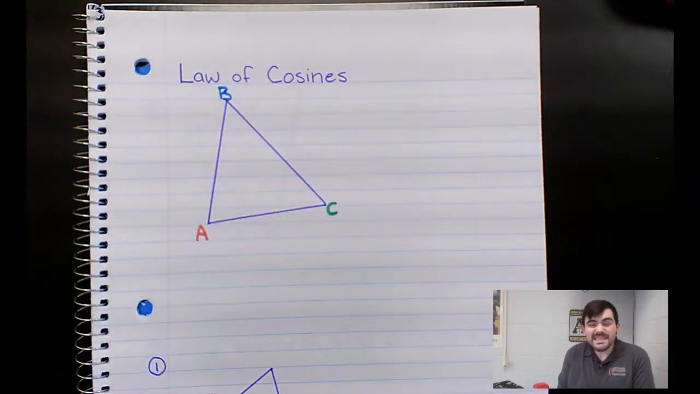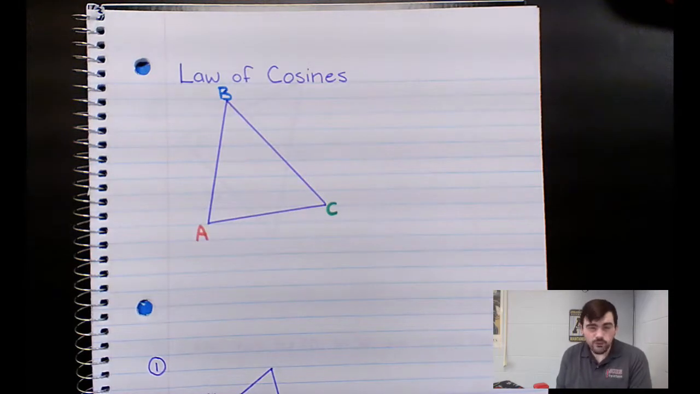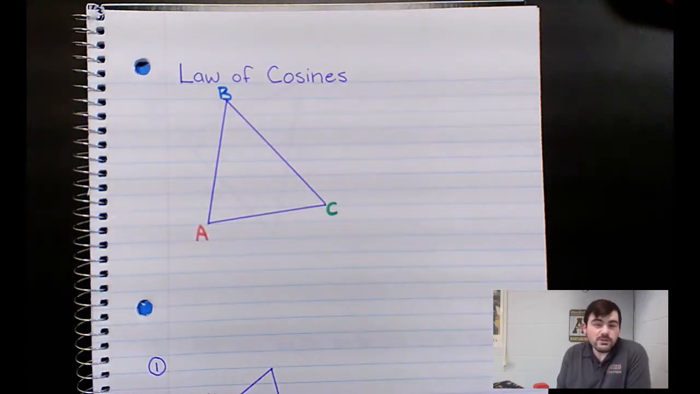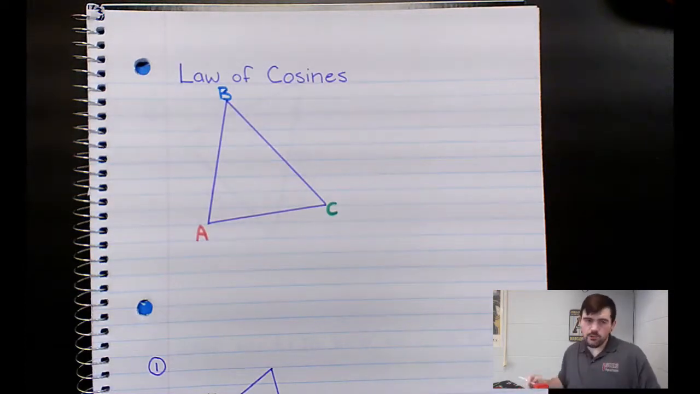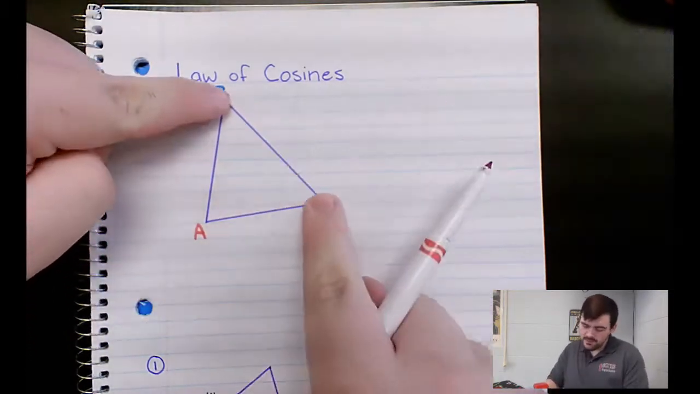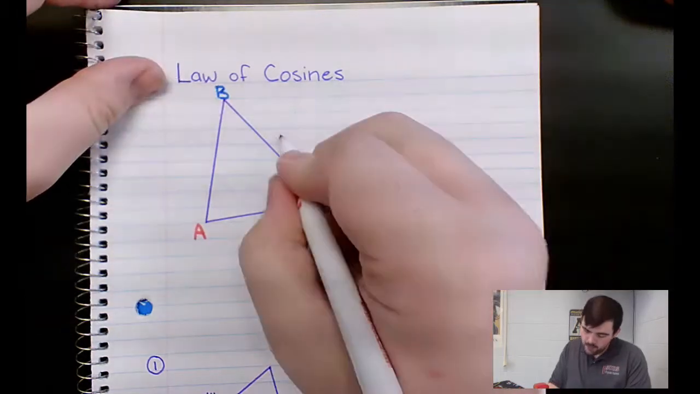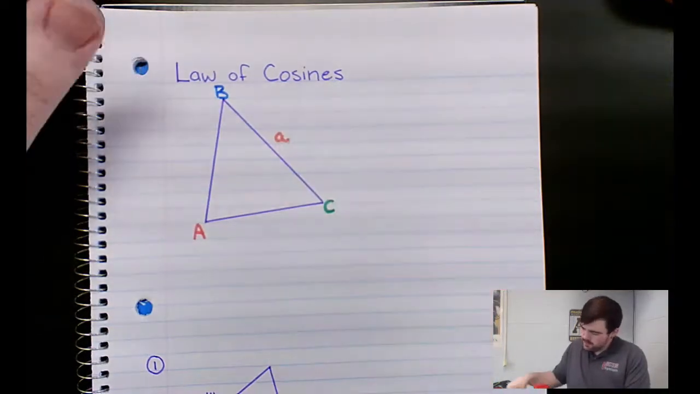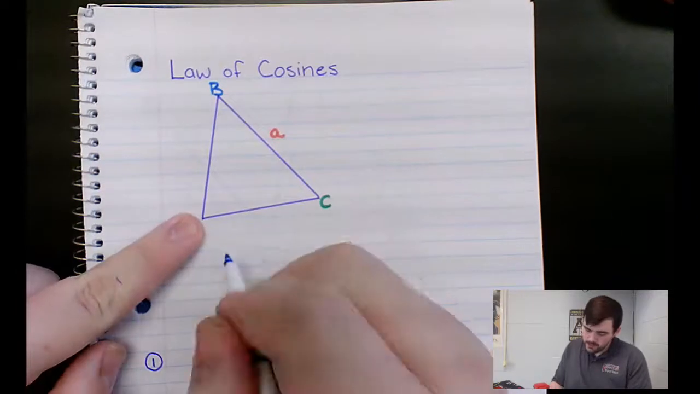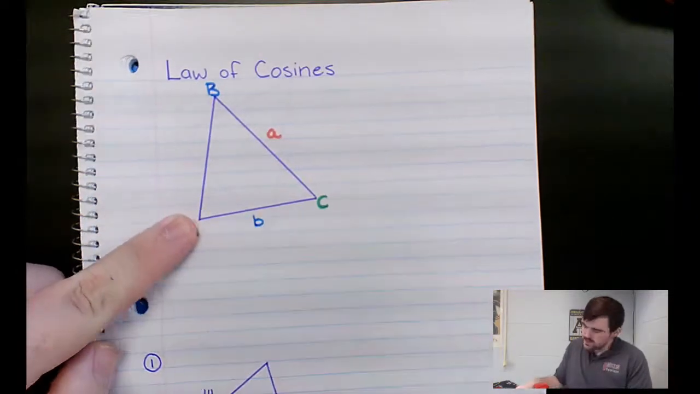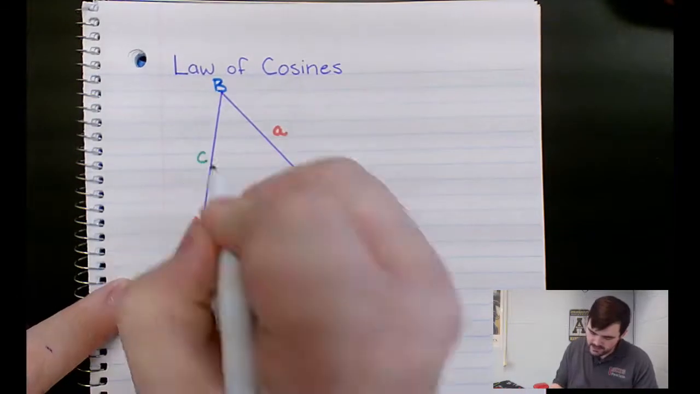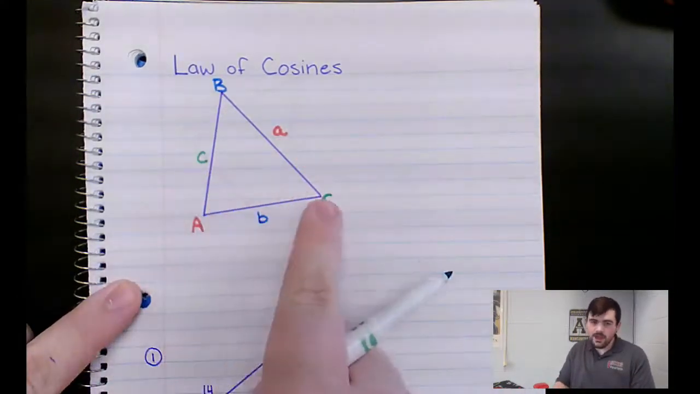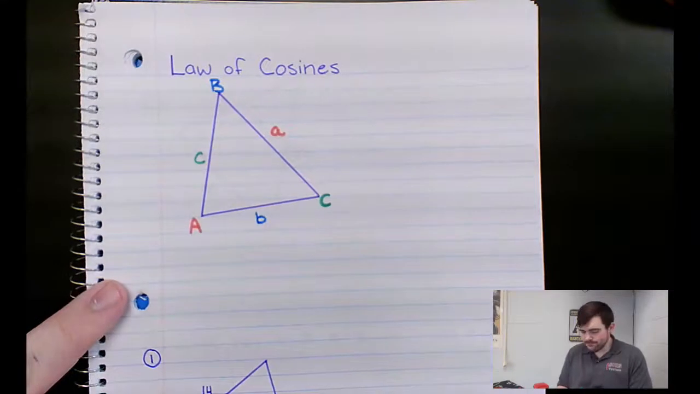Okay, just like with sines, cosine ratios also work for non-right triangles. We just have to adjust it a little bit. So, with this triangle below, note that this side over here on the right would be lowercase a. The side along the bottom would be lowercase b. And the side along the left would be lowercase c. Right, they correspond with the opposite angle and they're just lowercase letters.